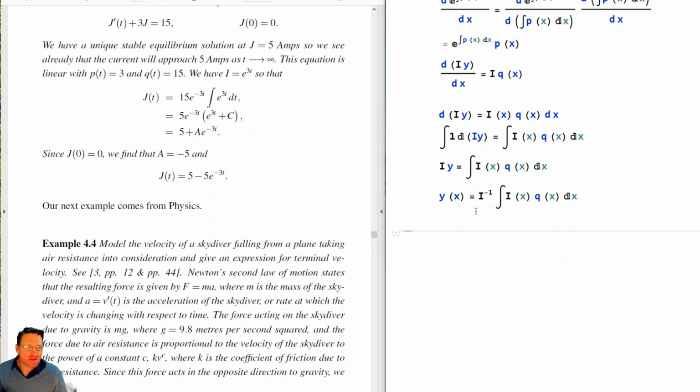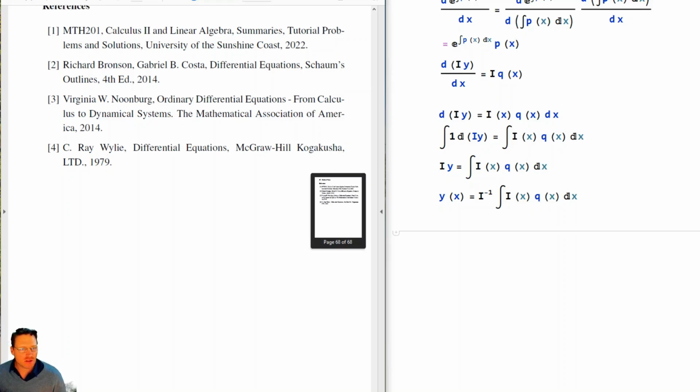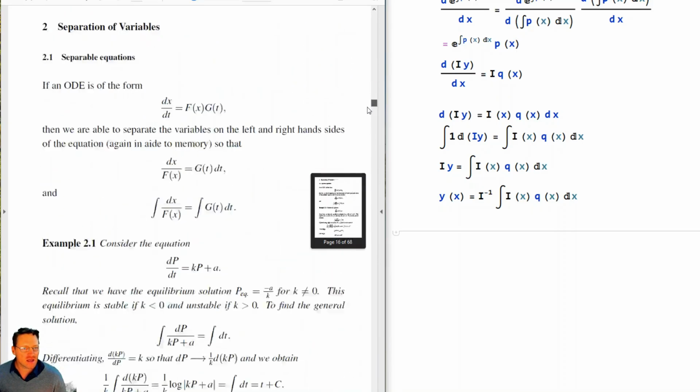So just have a look at this. Now we're on page 38 of this workbook, but let's have a look at what the third book is. Okay, so that's Virginia W. Noonburg, Ordinary Differential Equations from Calculus to Dynamical Systems. So that has a little discussion on this problem. So let's go back now to page 38.